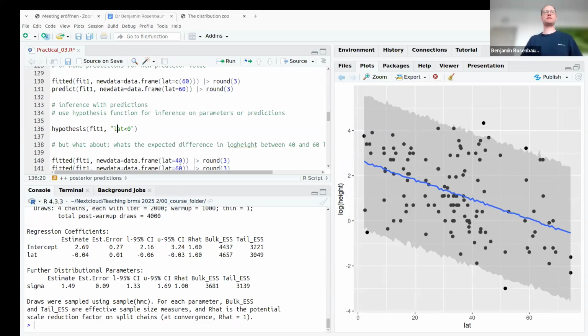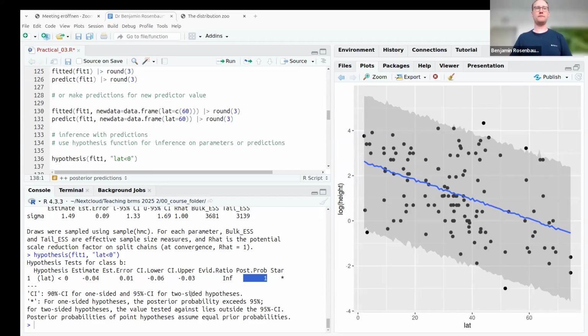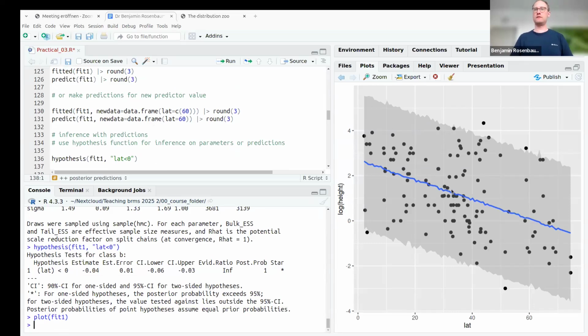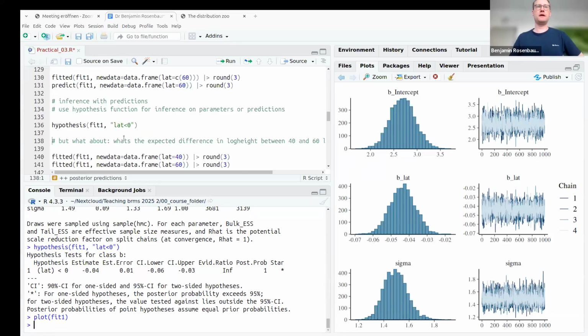But if you want to quantify the actual probability, again, we get here the mean and the confidence intervals. So we get a probability here. In this case, the probability is 1. So the whole distribution mass is smaller than 0. You can also look at the plot again. So here, this is this distribution, and you see that the whole probability mass is negative. So here we are actually very confident that the slope is negative.